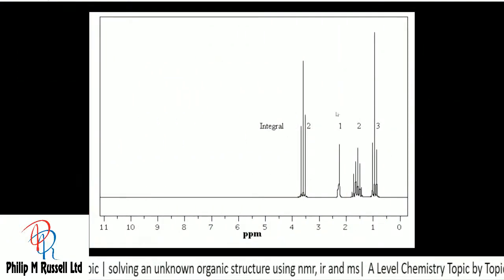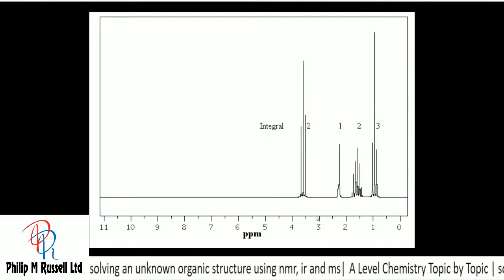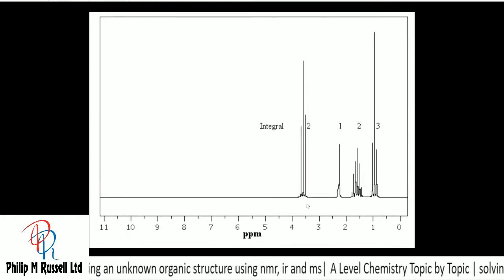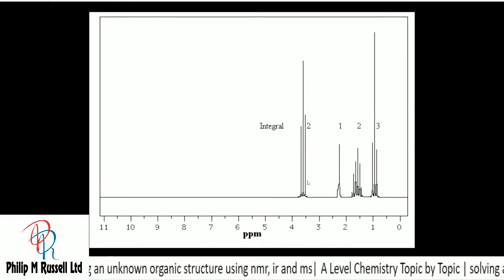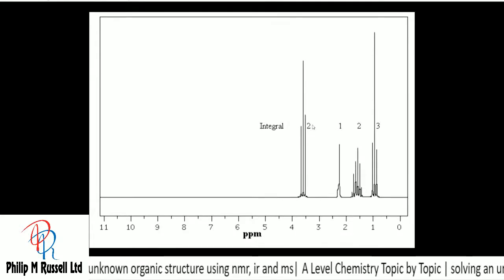Right, so let's start from one side in. Let's go for this one, which is 3.5, 3.6, that sort of number. It's a triplet, and the integration there has told us it's got 2.